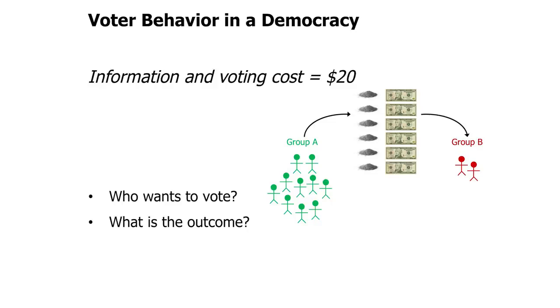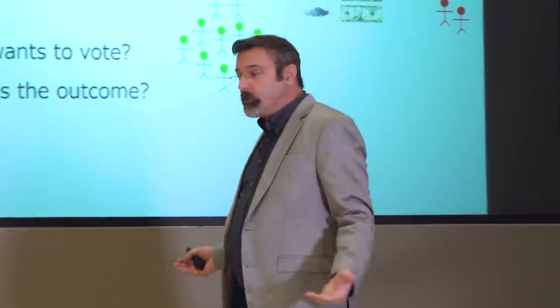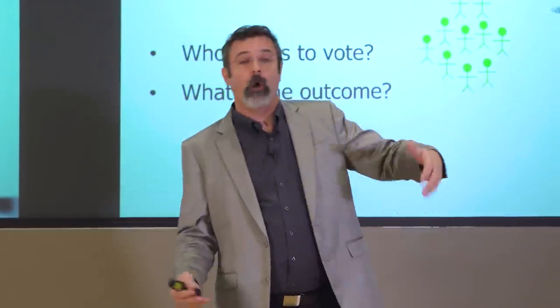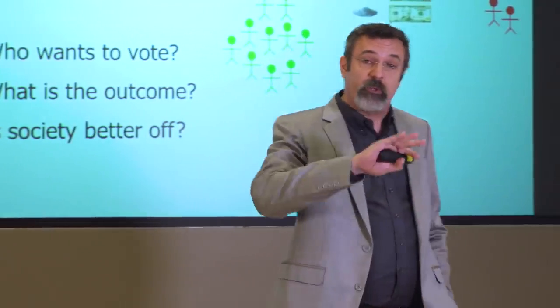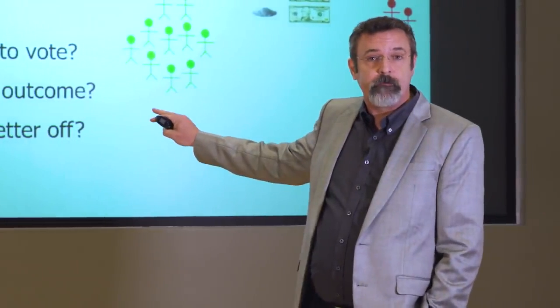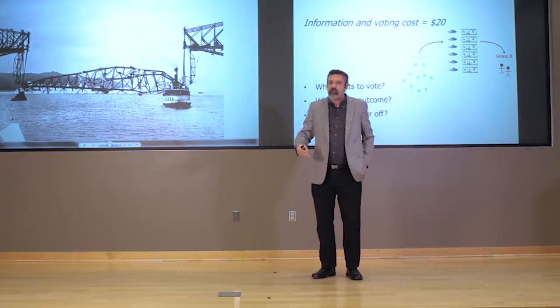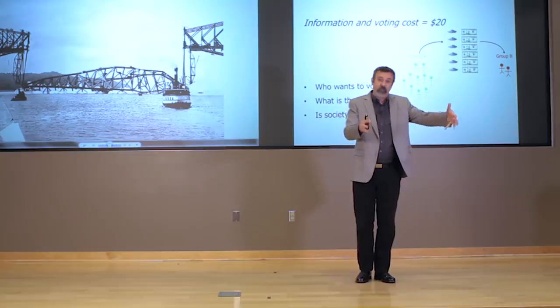And so what happens? Well, in our thought experiment, this law passes unanimously. The only people who turn up to vote are the people in Group B, and the people in Group B unanimously vote for it, and the law passes unanimously. Is society better off? No, society is actually worse off. This is a bad law. And yet, this is something that has emerged from the democratic process once you understand that an information and voting cost is a real thing.